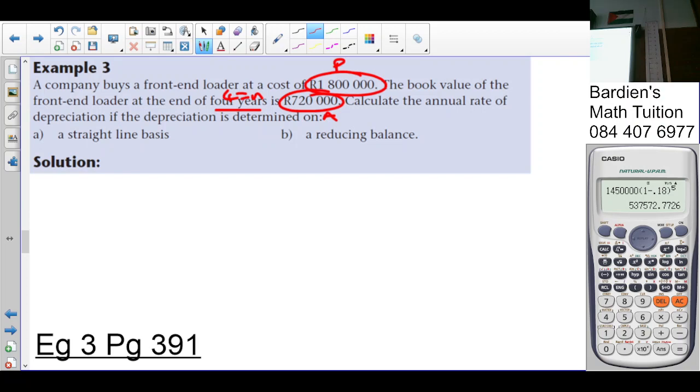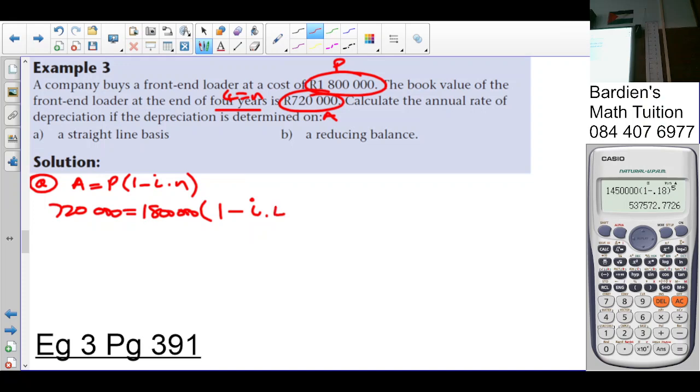Calculate the annual rate of depreciation if the depreciation is determined, in the first case, on a straight line basis. So what do I do for straight line basis? I use the formula A is equal to P into 1 minus i times n. So your P value is what? 1,800,000. Your A value is 720,000. So 720,000 equals 1,800,000 into 1 minus, we're calculating i, so that's your rate over 100, times the time in years, which is 4 years.